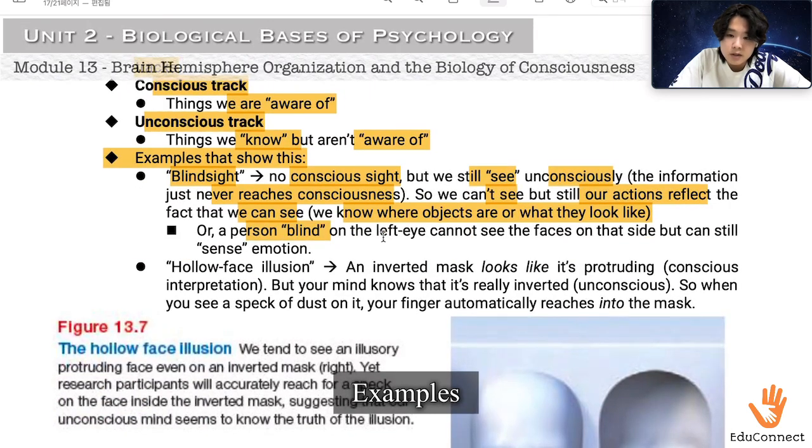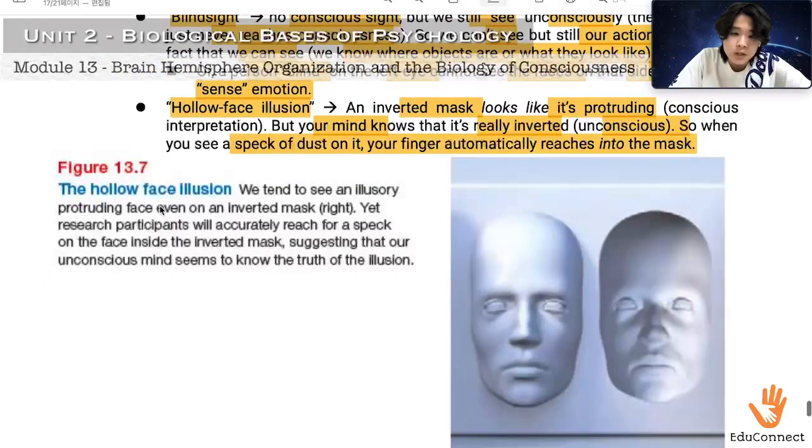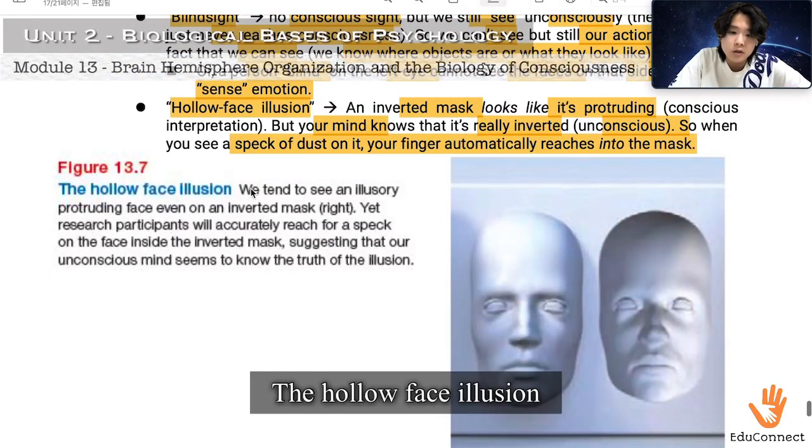Or a person blind on the left side cannot see the faces on that side but can still sense emotion. The hollow face illusion is an inverted mask that looks like it's protruding, which is the conscious interpretation, but your mind knows that it's really inverted, which is unconscious. So when you see a speck of dust on it, your finger automatically reaches into the mask. We tend to see an illusory protruding face even on an inverted mask, right? Yet research participants will accurately reach for a speck on the face inside the inverted mask, suggesting that our unconscious mind seems to know the truth of the illusion.